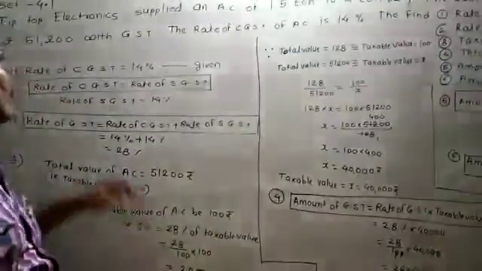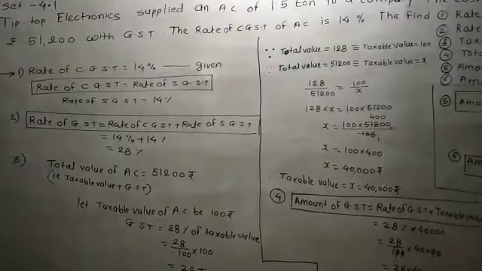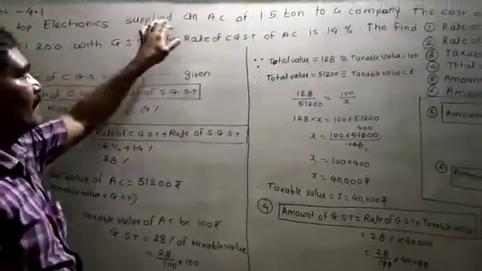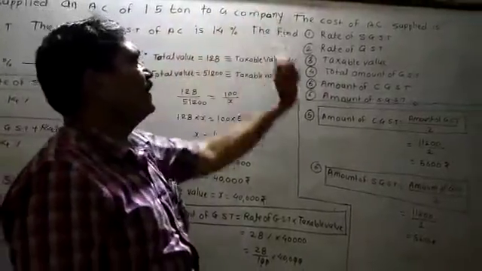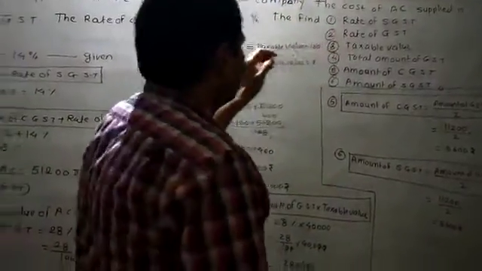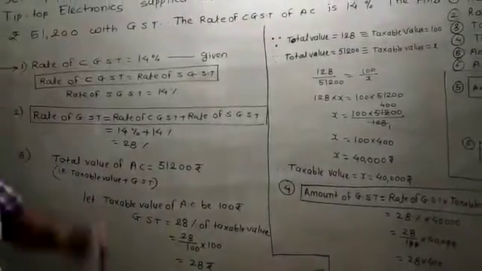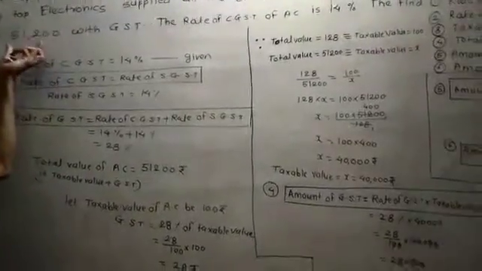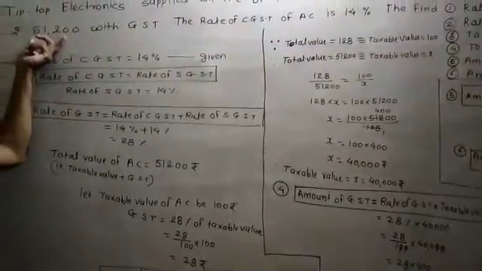Friends, you have to start with practice set 4.1, example number 6. Tip-top Electronics supplies an AC of 1.5 tons to a company. The cost of the AC supplied is 51,200 with GST. Means this 51,200 includes the taxable value plus GST.